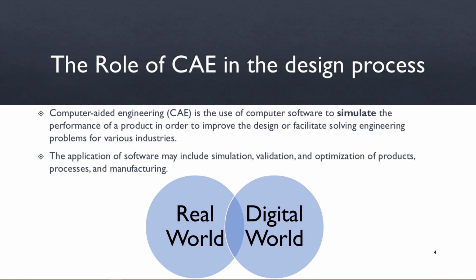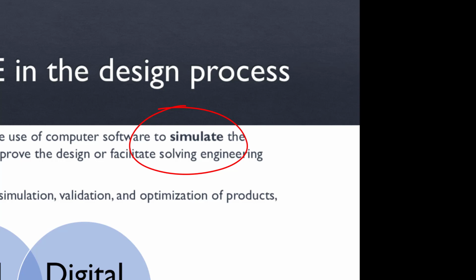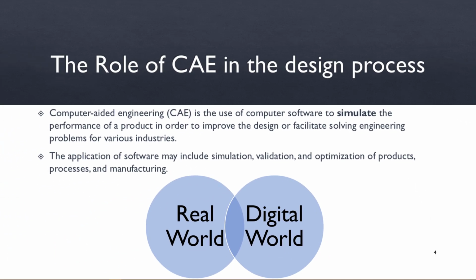Okay, now let's look at the role of CAE in the design process. Computer-aided engineering is the use of computer software to simulate the performance of the product in order to improve the design or facilitate solving engineering problems for various industries. As you can see, the keyword here is to simulate. The application of the software may include simulation, validation and optimization of product processes and manufacturing.